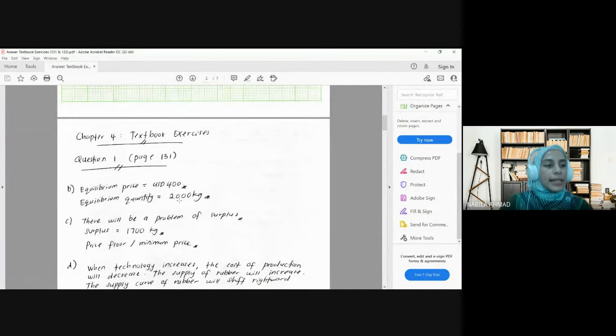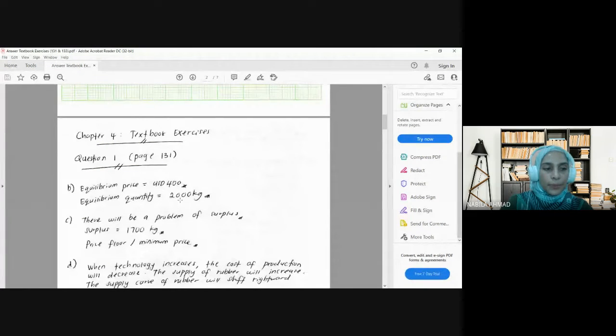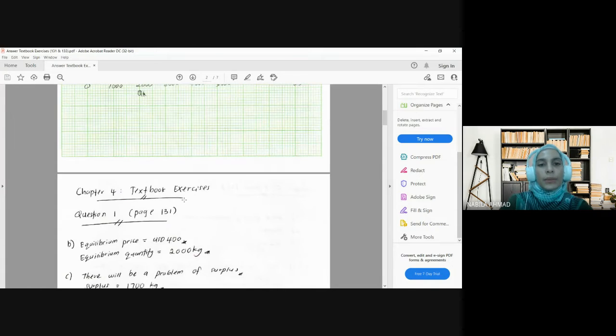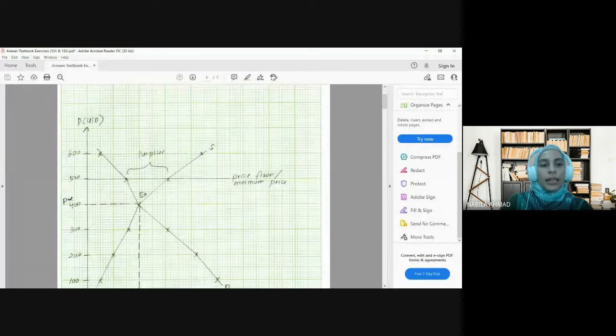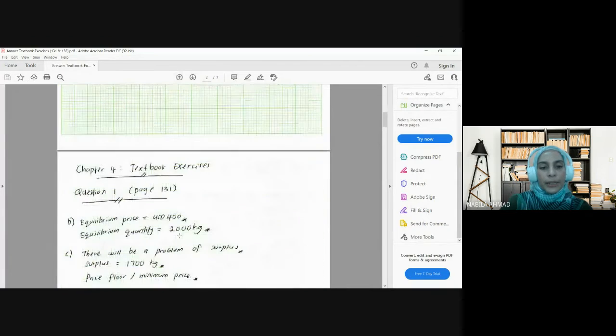Soalan C, what will happen if the government fix the price of rubber at $500? How much is shortage or surplus? And what is the price control implemented by the government? Jadi kita tahu tadi harga equilibrium adalah 400. Bila government impose 500 sebagai price control, jadi apa yang akan berlaku? Bila harga di atas harga equilibrium akan berlaku surplus, betul tak? Okay, surplus.